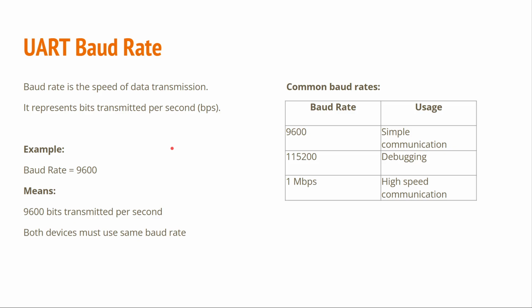I said device 1 and device 2 are simply connected with two wires. One is the TX wire, the transmitter, and the other one is the RX wire. So only two wires are available in UART between the two devices. If you see here, I am sending some information.